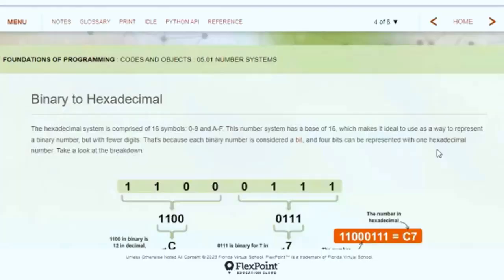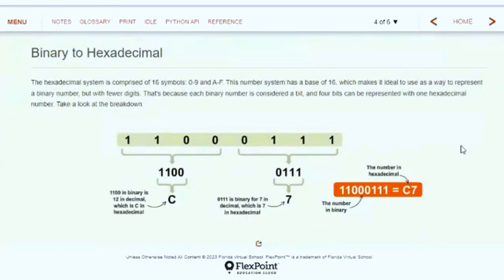All right, let's look over here. Binary to hexadecimal. The hexadecimal system is 0 to 9, A through F, like I was showing you. It makes it ideal to represent a binary number with fewer digits. So binary takes a lot of characters, a lot of digits. And each one's considered a bit, which is the smallest storage in your computer. And 4 bits represent one hexadecimal number. So you can shorten things down.